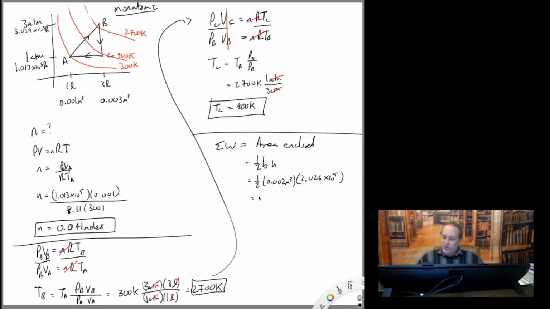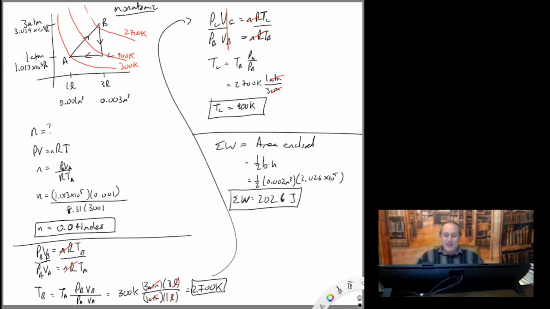That's 202.6. And because I was very careful to keep things in pascals and cubic meters, I know that this is going to be joules. That's the unit we should have for work. Okay, are there any questions how I got the 0.002 or the 2.026 times 10 to the 5th? All right, so we found the work.